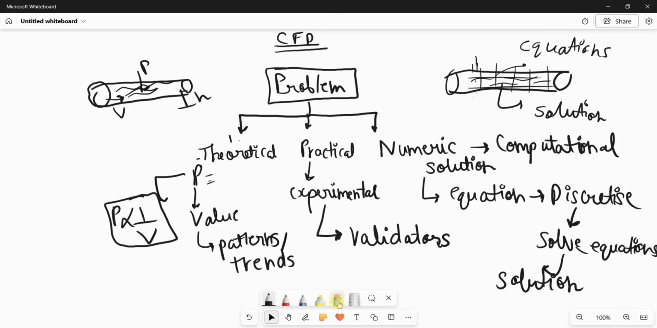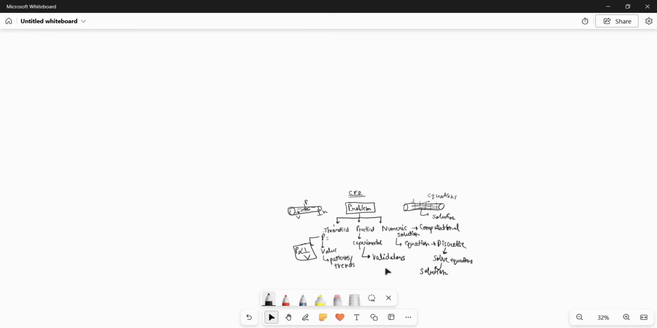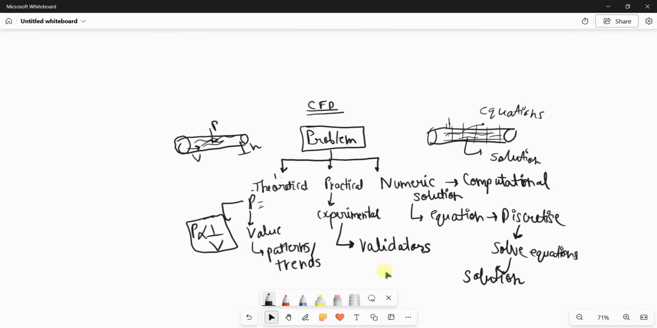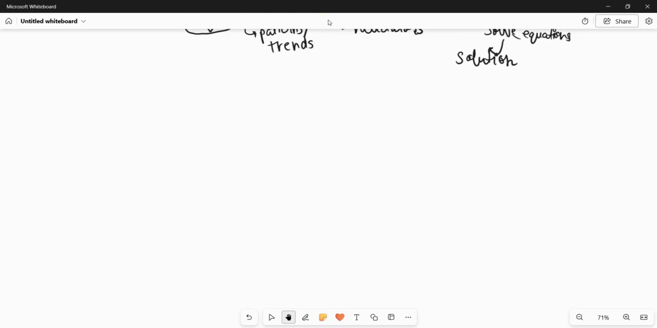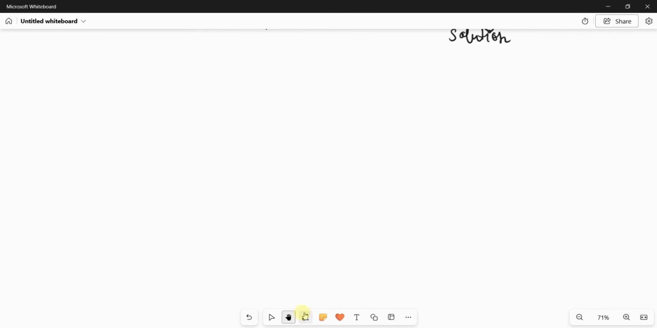So this is an overview of how you would solve a problem. You have three ways: theoretical, practical, and numeric solution. All of these use the practical as validators, in the sense that any value you get from the numeric or theoretical solution, you always validate using the practical or experimental values, right? So yeah, let's move on to the next part.